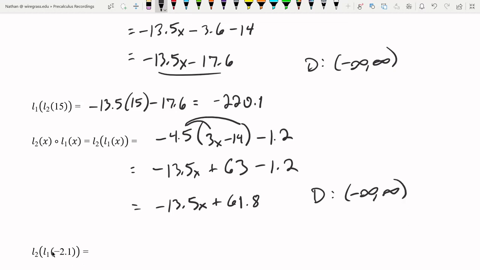And plugging in negative 2.1 into there, of course, you can plug negative 2.1 into L1 of x and then plug that into L2, or just plug into here negative 13.5 times negative 2.1 plus 61.8. Calculating that, we get 90.15.